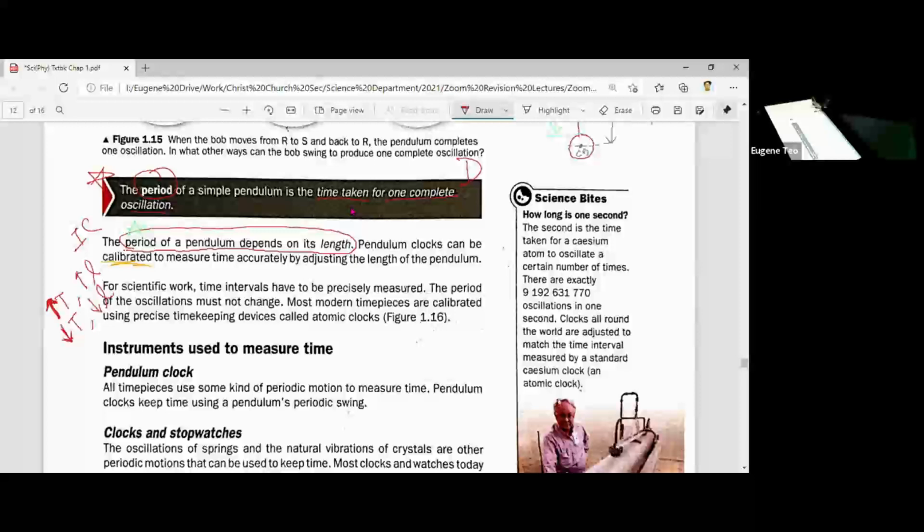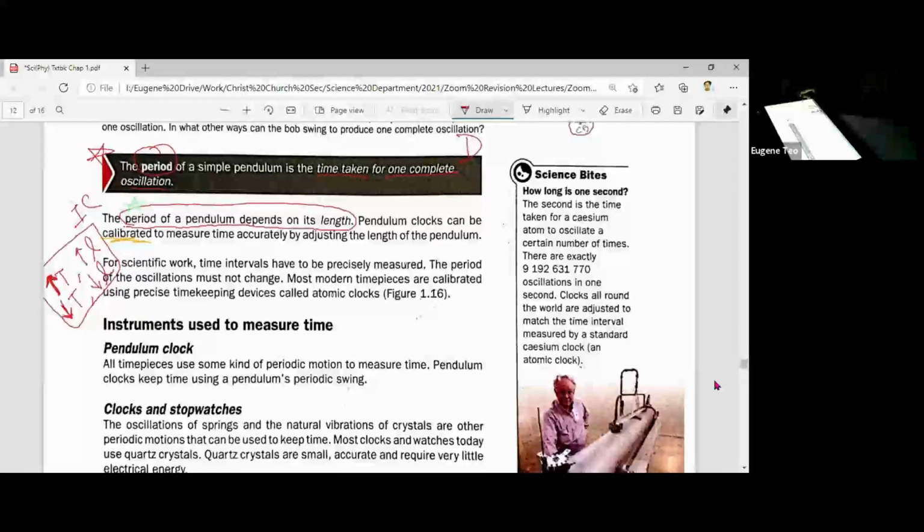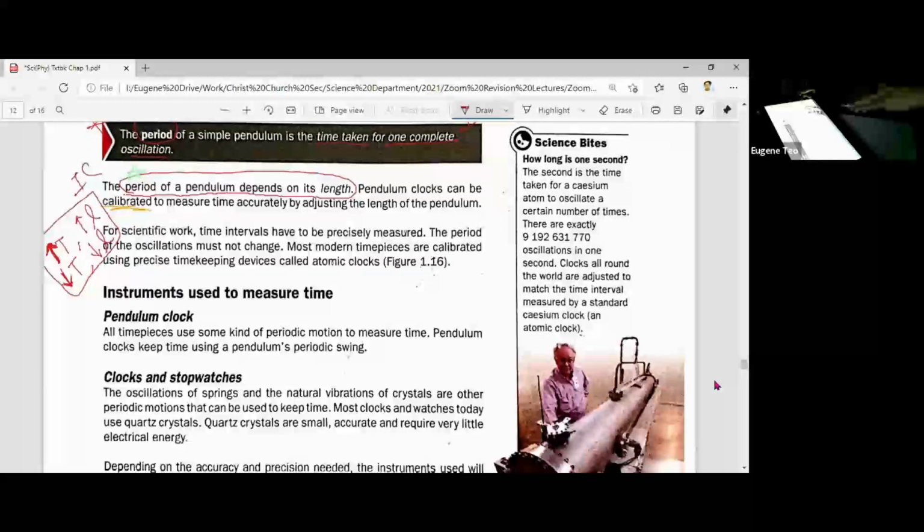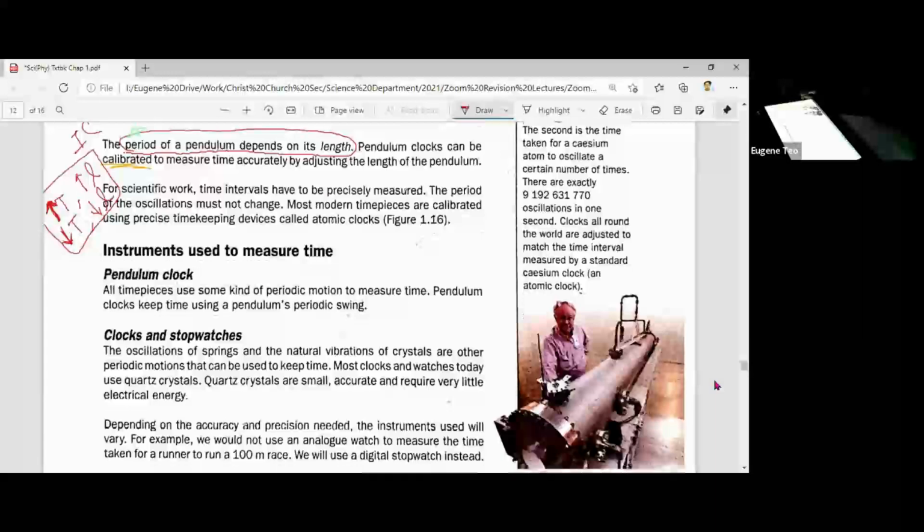So the length itself can cause the period to change. To increase the period, I increase the length. To decrease the period, I decrease the length. So this is the main part I need you to remember with regard to the pendulum and how to adjust it. Has this come out in exam before? At least in our school paper, yes. For O-levels, I can't remember the exact one. I'll go back and find out, but you all can go and ask your teachers. But this definitely has come out for practical. So do take note of it.